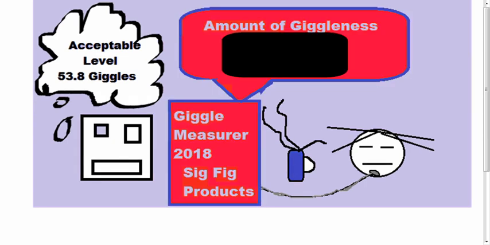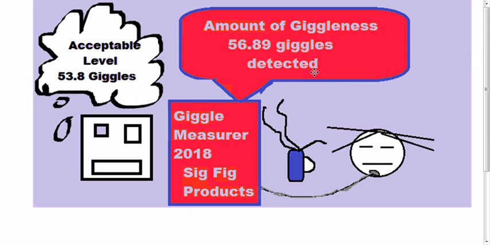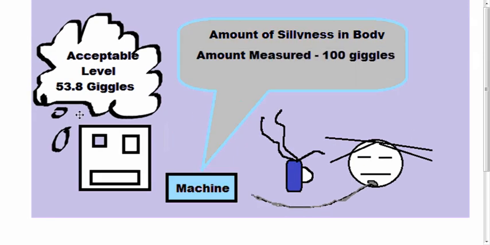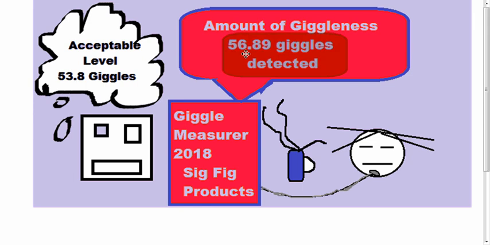So they move them to a third one, and this time we get a number where we know the number a lot better, and we get 56.89. So that's still a little bit above the limit, but it's much closer than what we originally thought of 100, which makes it seem like it's very far away. So the more sig figs you have in the number, the better you really know your measurement.